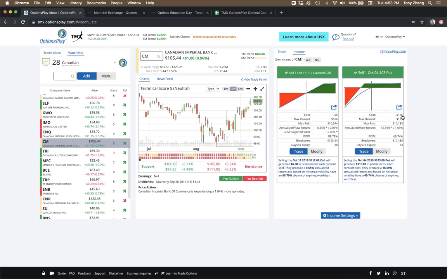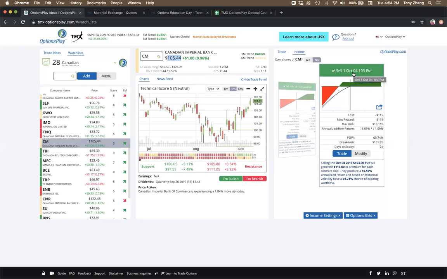Let's start by selling the cash secured put, because that's where we want to start. So Canadian Imperial Bank is trading at 105.44. Let's take a look at selling that cash secured put. This is telling us to sell the October 4th 103 puts, which generates $115 in income. Now, that translates to 1.09% of the underlying shares. So that means that I'm able to purchase this stock at 103, which is just about right here. It was trading at 103 about 3 or 4 days ago. It allows me to purchase the stock at a lower price, plus a $115 discount for every 100 shares.